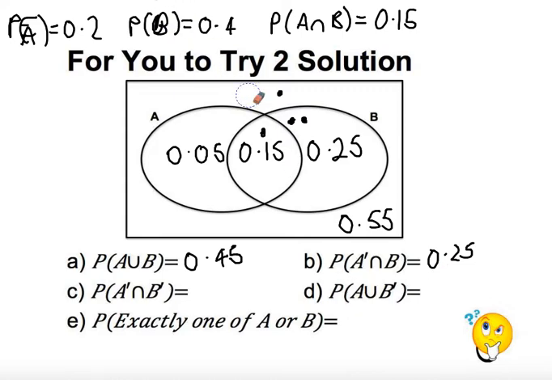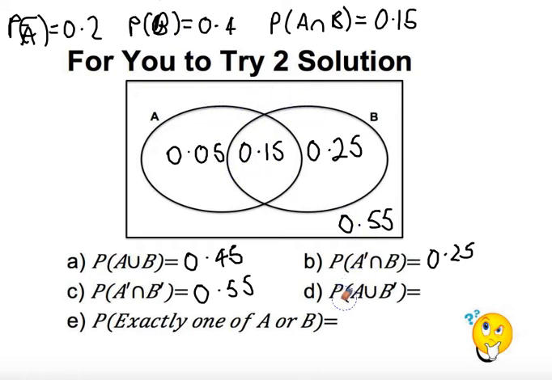Okay, so let's have a look at the next one. Next one says A complement intersect B complement. So region outside of A, region outside of B. Where is both happening? It's the outside region, so 0.55.